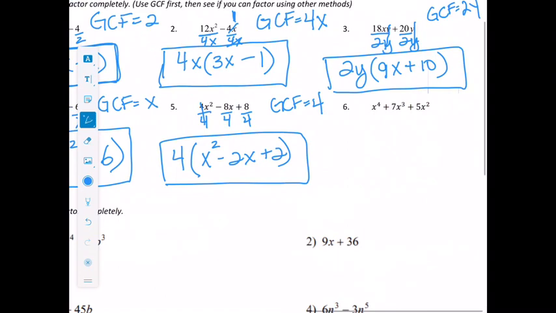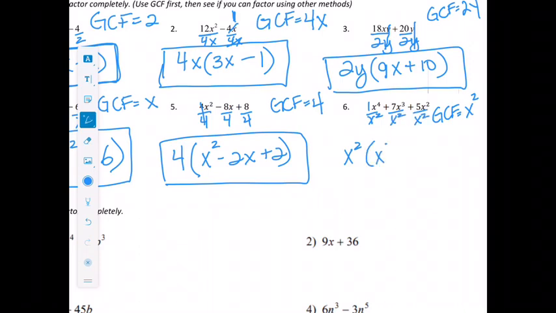Number 6, your GCF. This one might be a little tricky. The coefficient of the first term here is just a 1, so there's no numerical part for my GCF. But for my variables, my GCF is going to be x squared because they all have at least 2 x's, right? Put the x squared out in front. Divide each of these terms by x squared, and you have x squared plus 7x plus 5, because the x squareds cancel altogether there. There's that final answer.